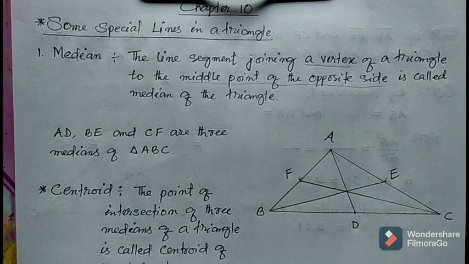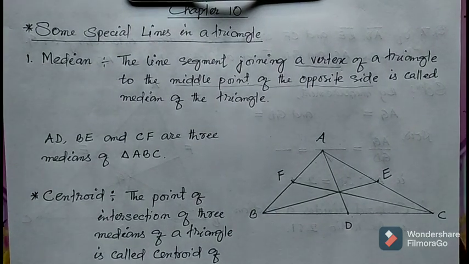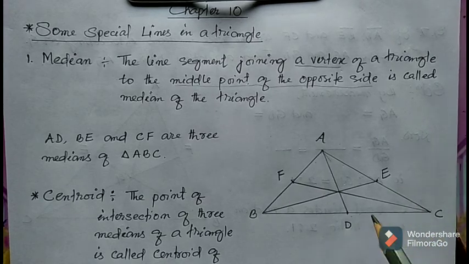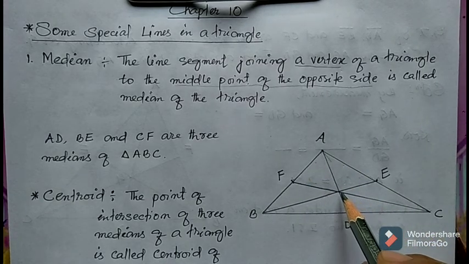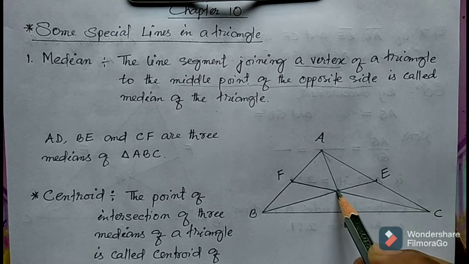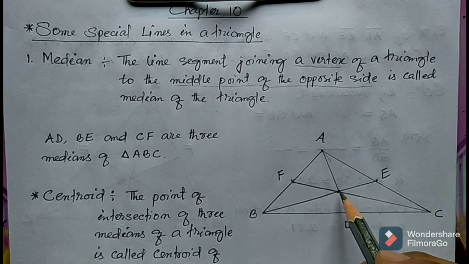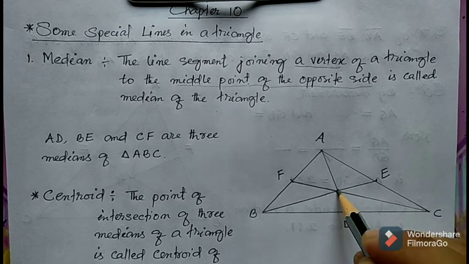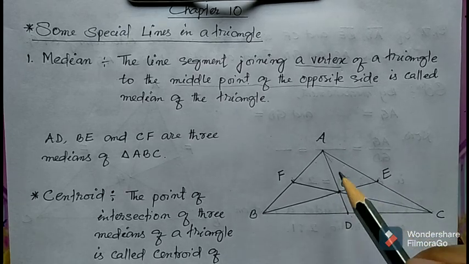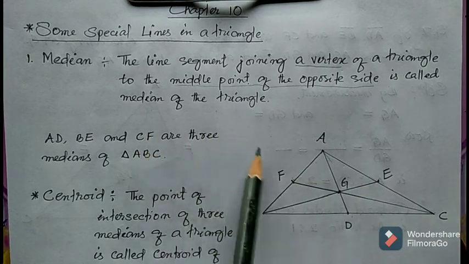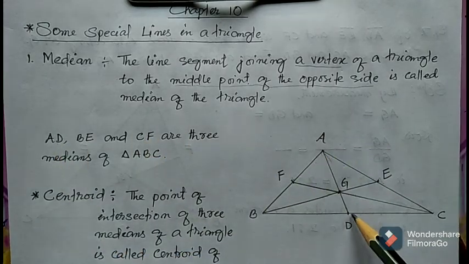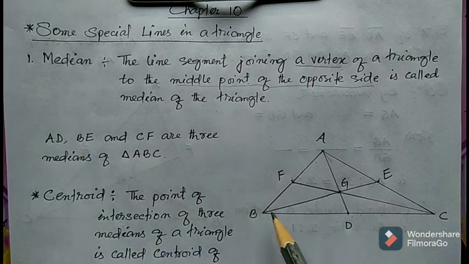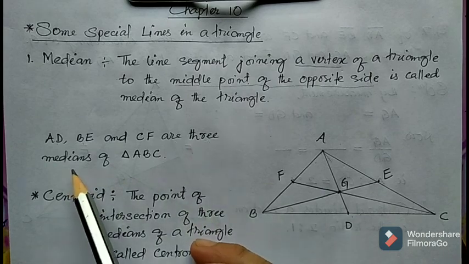So for a triangle, as you can see, there can be 3 medians. And another important point is that the 3 medians meet each other at a point. If they don't meet at one point, something is wrong with your diagram. So all the 3 medians meet at one point. Let's say this point is G. I hope now you understand what a median is. Here in the figure, AD, BE, and CF are 3 medians of the triangle.